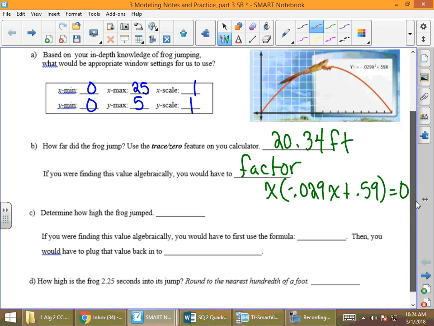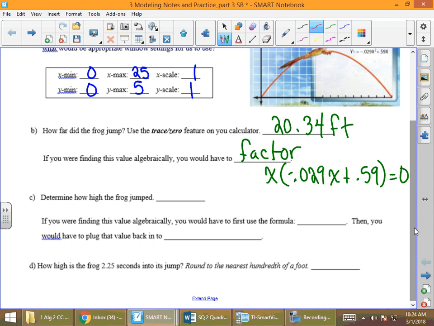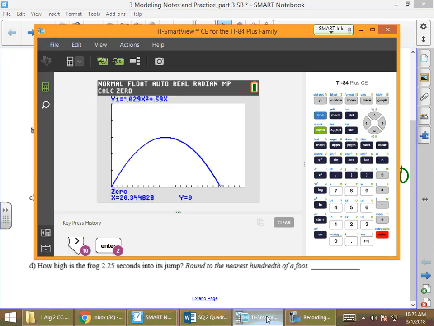But to determine how high the frog jumped here in part C, since we're thinking about how we would do it without the calculator, we would use x equals the opposite of b divided by 2a. This is for the people who don't have the calculator. And then we would plug that answer back into our y equals negative 0.029x squared plus 0.59x. Which, if you have the graphing calculator, is going to be a much simpler process in the scheme of things, because we're going to go second, trace, and maximum. Highest value.